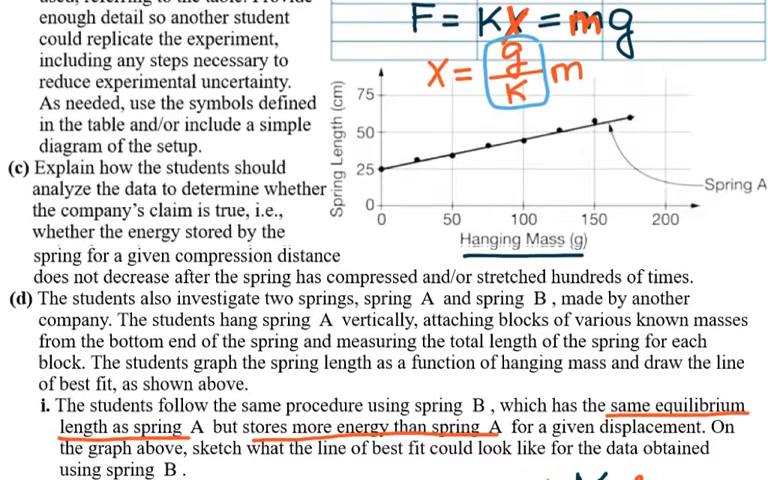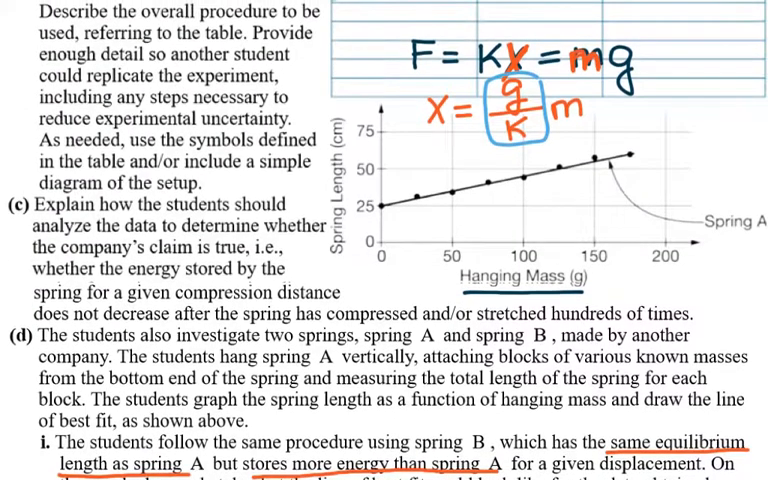So if B has a larger k, then the slope of the new graph is going to be smaller, because this is your y, this is your x, and this is your slope. And because k in B is bigger, the slope of the graph is going to be smaller. So that would be the graph for B.